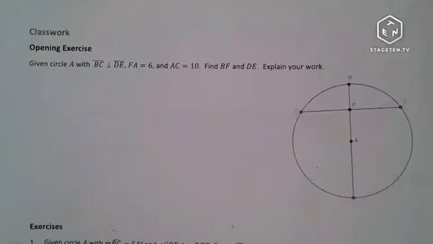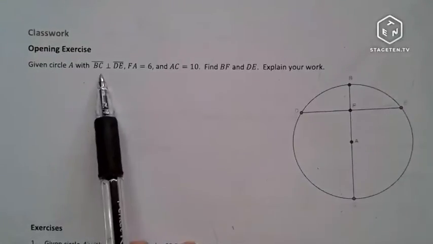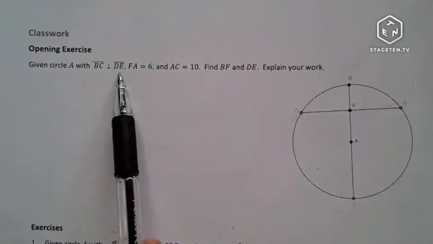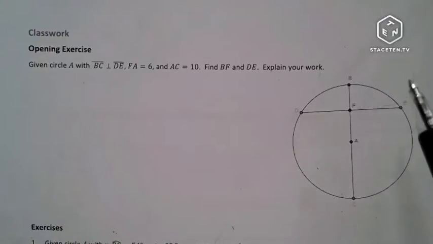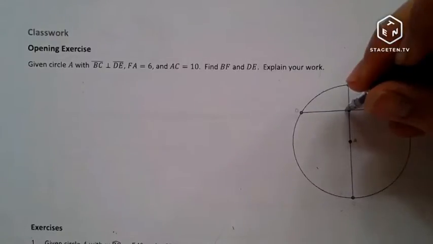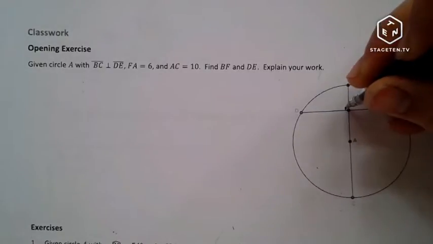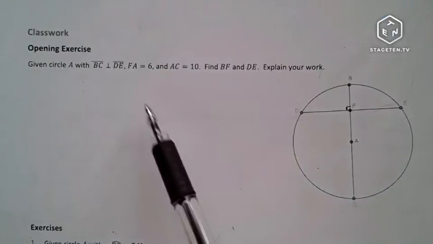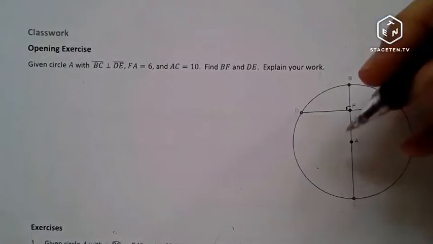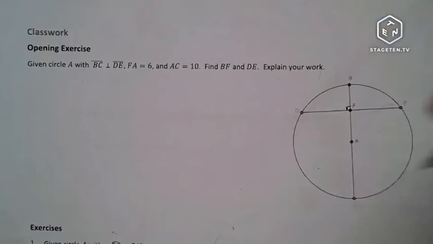Given a circle with perpendicular lines BC and DE. So BC is perpendicular to DE. As you know, it means that they intersect at 90 degrees. FA is 6. So right here, I'm going to grab a different ruler.